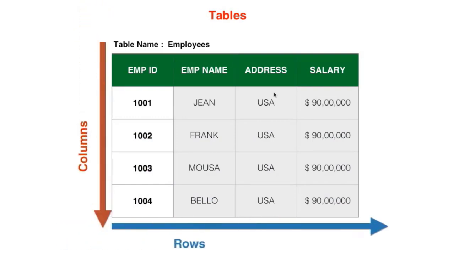What are columns and rows? The vertical way of representing the data is called a column. For example, here employee ID, employee name, address, salary, all of these are called columns. What are rows? The horizontal way of representing our information is called rows. So in this, for example, if you take this employees table, it has 4 rows and 4 columns.